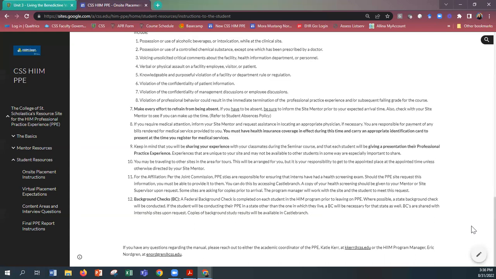You may be traveling to other sites in the area for tours. So again, if some of these organizations are very large, they may send you to different locations. And so those meetings will be arranged for you, but it is your responsibility to get to that place at the appointed time, unless you're going with your supervisor or site mentor or another employee. Okay.